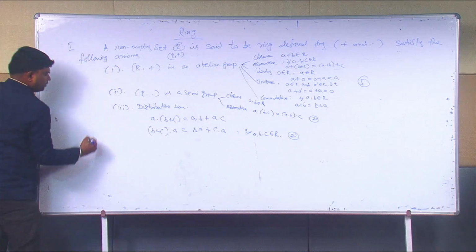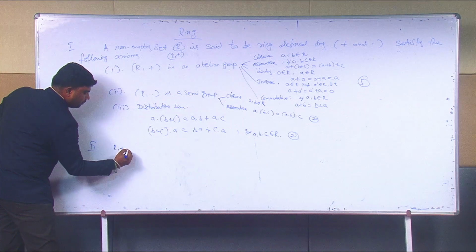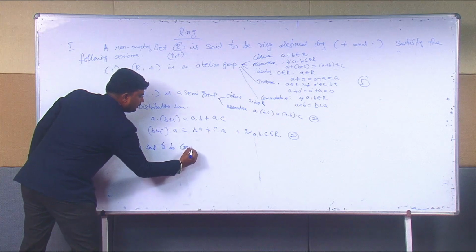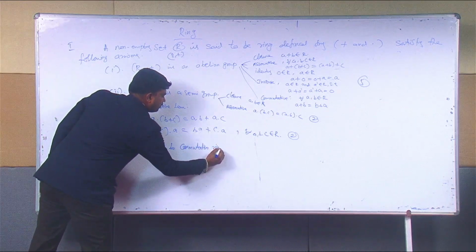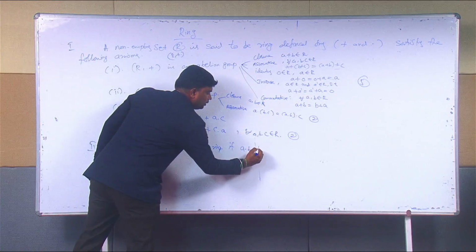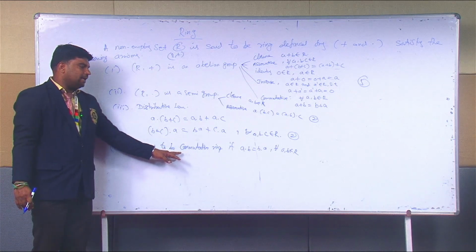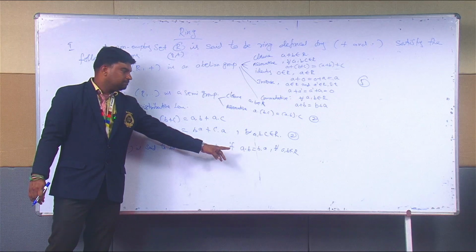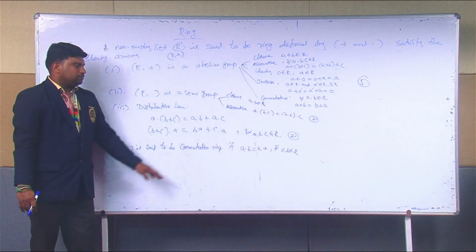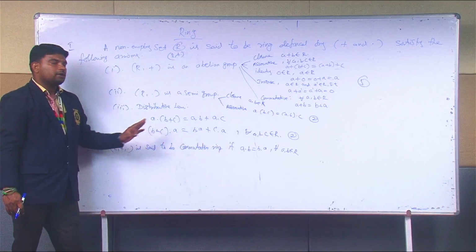Next definition, commutative ring. A ring R comma plus comma dot is said to be a commutative ring if a dot b equals b dot a for every a, b belongs to R. So in commutative rings, under the multiplication operation, a dot b equals b dot a, that is the commutative property under multiplication. Then R comma plus comma dot is called a commutative ring.